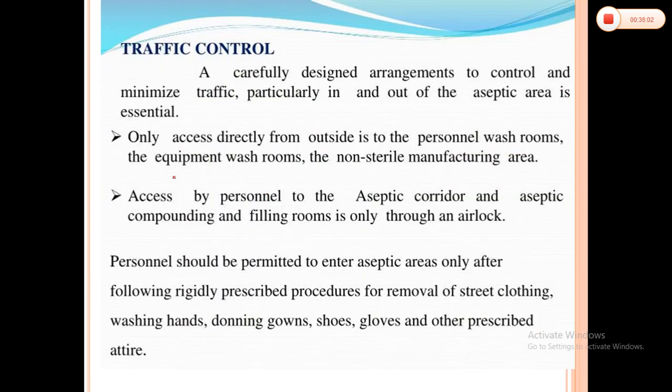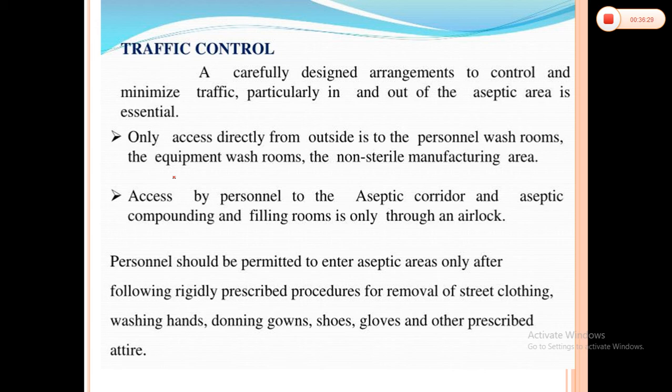Another important thing I want to discuss here is traffic control. So what does traffic control basically mean? This is the flow that we are talking about. Basically, a carefully designed arrangement to control and minimize the traffic in and out of the aseptic area is very much essential.